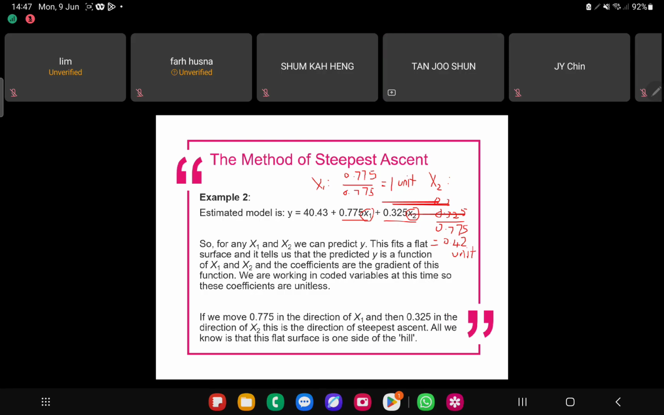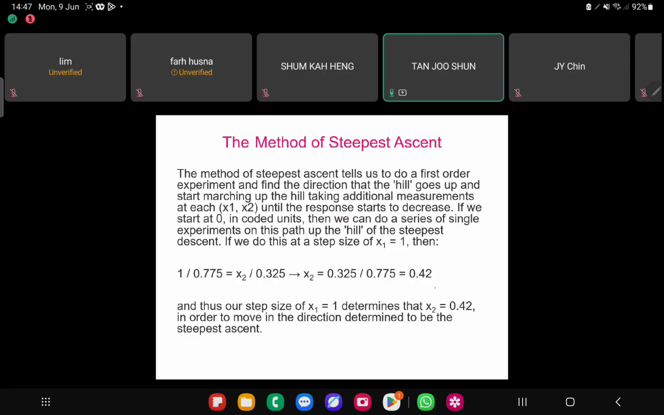Yes, correct. This is what I mentioned: when factor 1 moves 1 unit, your factor 2 will move 0.42 units. So this is in coded value.